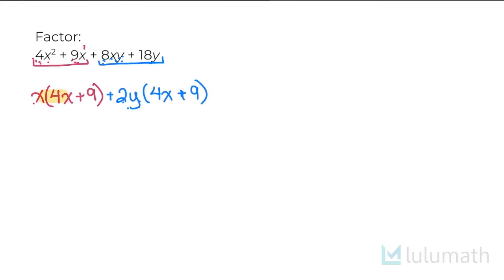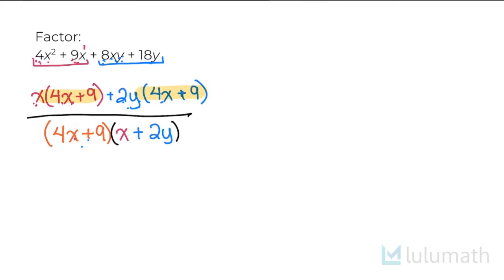So if you see here, we have a 4x plus 9 in common with both of our groups. So I will factor that out. So I've got 4x plus 9 here, but when I factor out a 4x plus 9 from my first group, then I will end up having an x left over, because the 4x plus 9s will cancel out. And then if I factor out a 4x plus 9 from my second group, the 4x plus 9s cancel out, and then I have a 2y left over. And this is what I get when I factor by grouping.